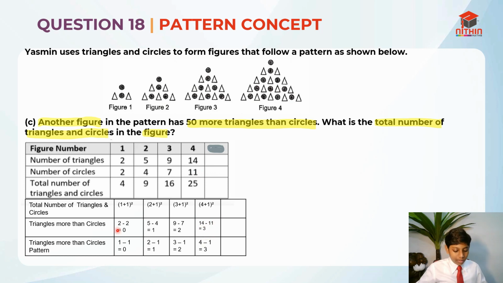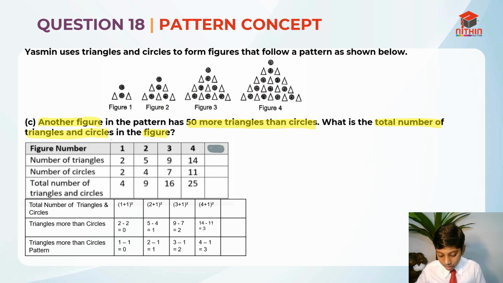Okay, so this is the pattern for triangles more than circles. So this 1 came from the figure number. Figure number minus 1 equals 0. Figure number minus 1 equals 1. So it's always figure number minus 1, which will give us the triangles more than circles. Figure number minus 1, 2. Figure number minus 1, 3. So the answer over here is the difference.